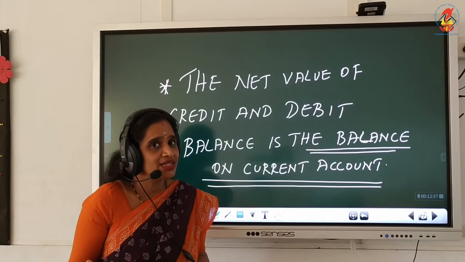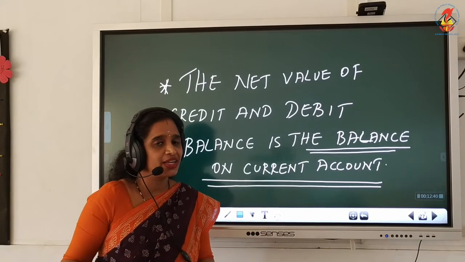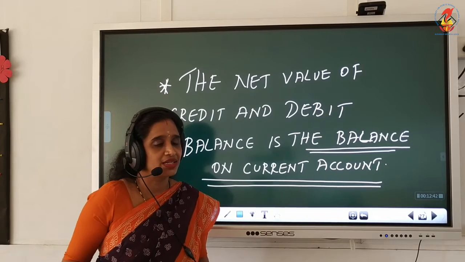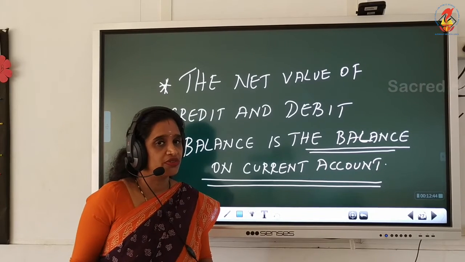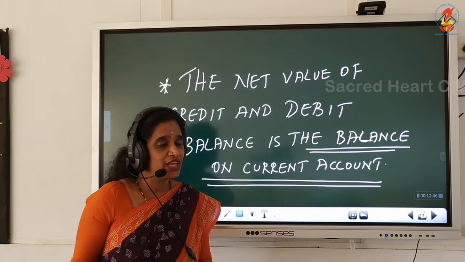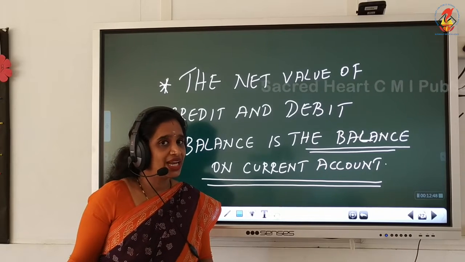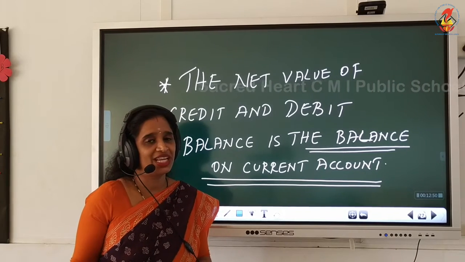So what is meant by balance in the current account? When all the items in the current account are balanced: export of goods is equal to import of goods, export of services is equal to import of services, and receipt of unilateral transfers is equal to payment of unilateral transfers.